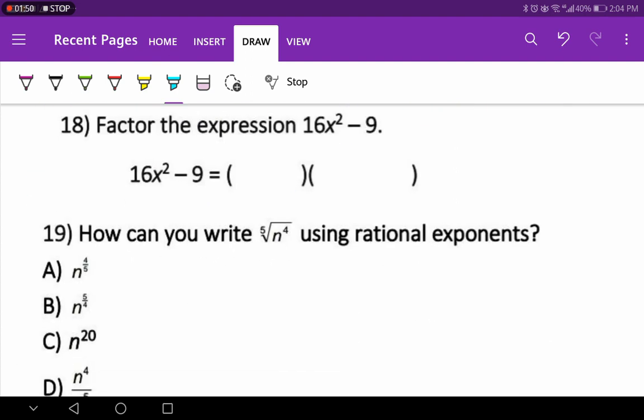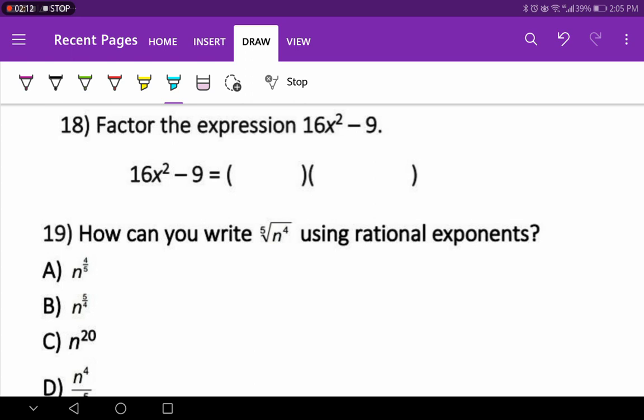Now we are going to 18. Muhammad, can you read it, please? Question 18: factor the expression 16x squared minus 9. This question is pretty simple. 16x squared: 16 is a perfect square of 4 and 4.